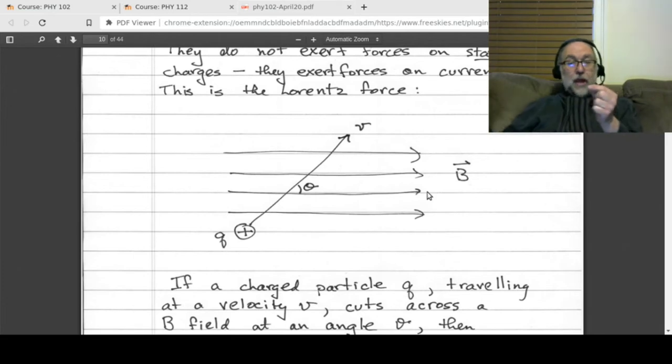You could have B pointing one way, and you could have V going 180 degrees the other way. Well, sine of zero or sine of 180 degrees are both zero. You get no force, okay? So just because the charged particle is moving doesn't mean the magnetic field is going to interact with it. If the velocity is actually right along the lines of the B field, there's also no force. It actually has to cut across them, okay?